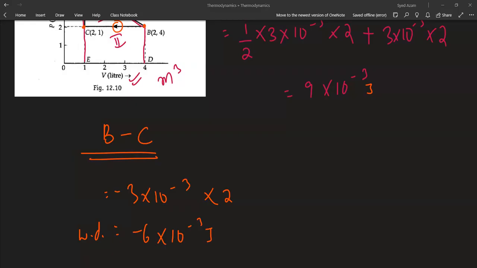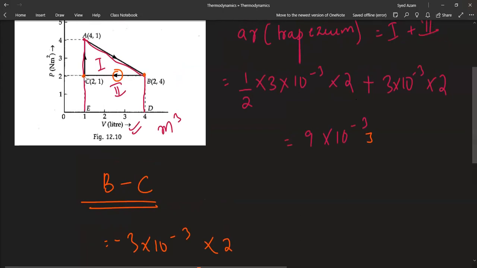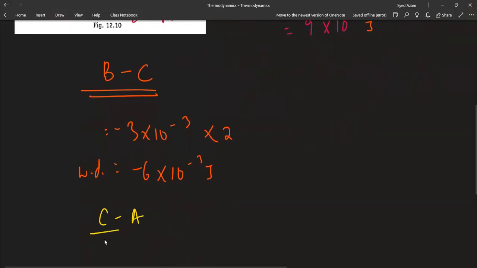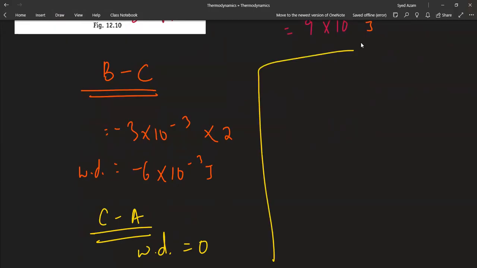Now the last part, when work is being done from C to A. Look, can you notice, from C, this is the point. This is C to A. So here the volume is constant. So when the volume is constant, the work done will be what? 0. So when you are adding all of it, see, this is 9 into 10 to the power minus 3, and this is minus 6 into 10 to the power minus 3.